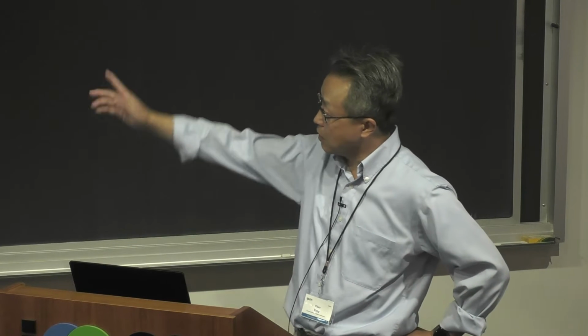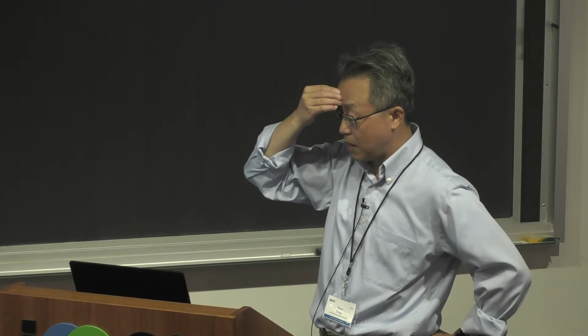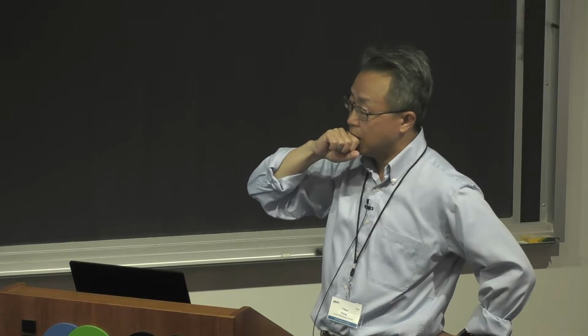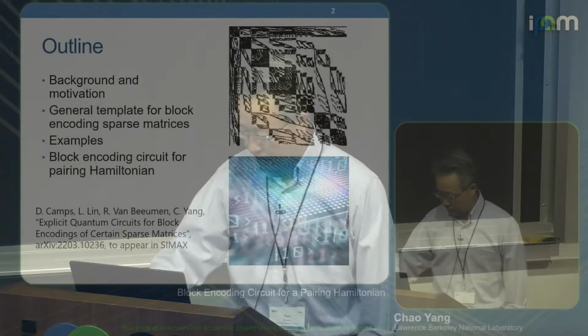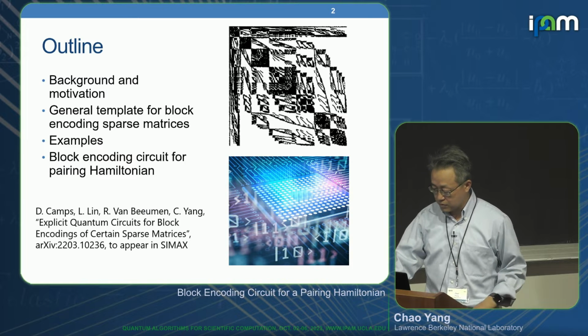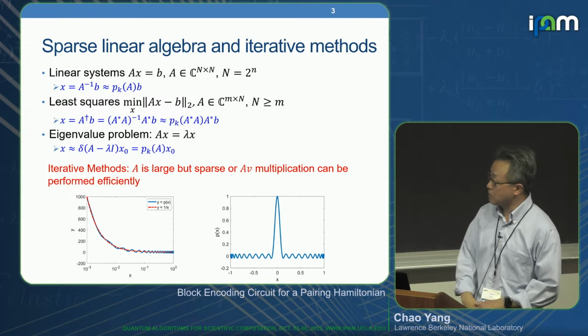Okay, so this is a picture of a very sparse matrix. It actually came out of a nuclear structure calculation, using what we call truncated configuration interaction. You can see the matrix is very sparse, but it has some structures in it. So the question is whether we can develop quantum algorithms to do that.